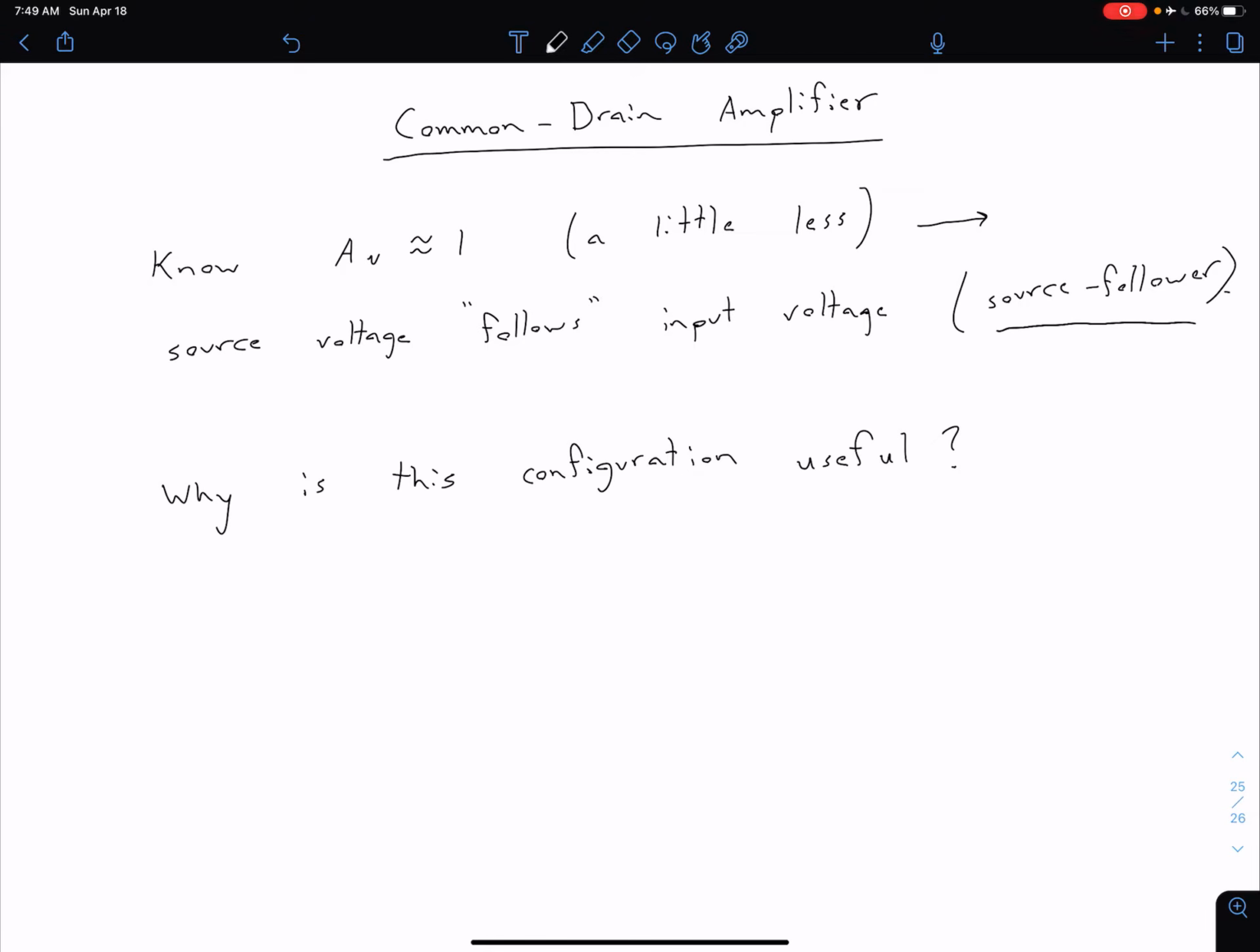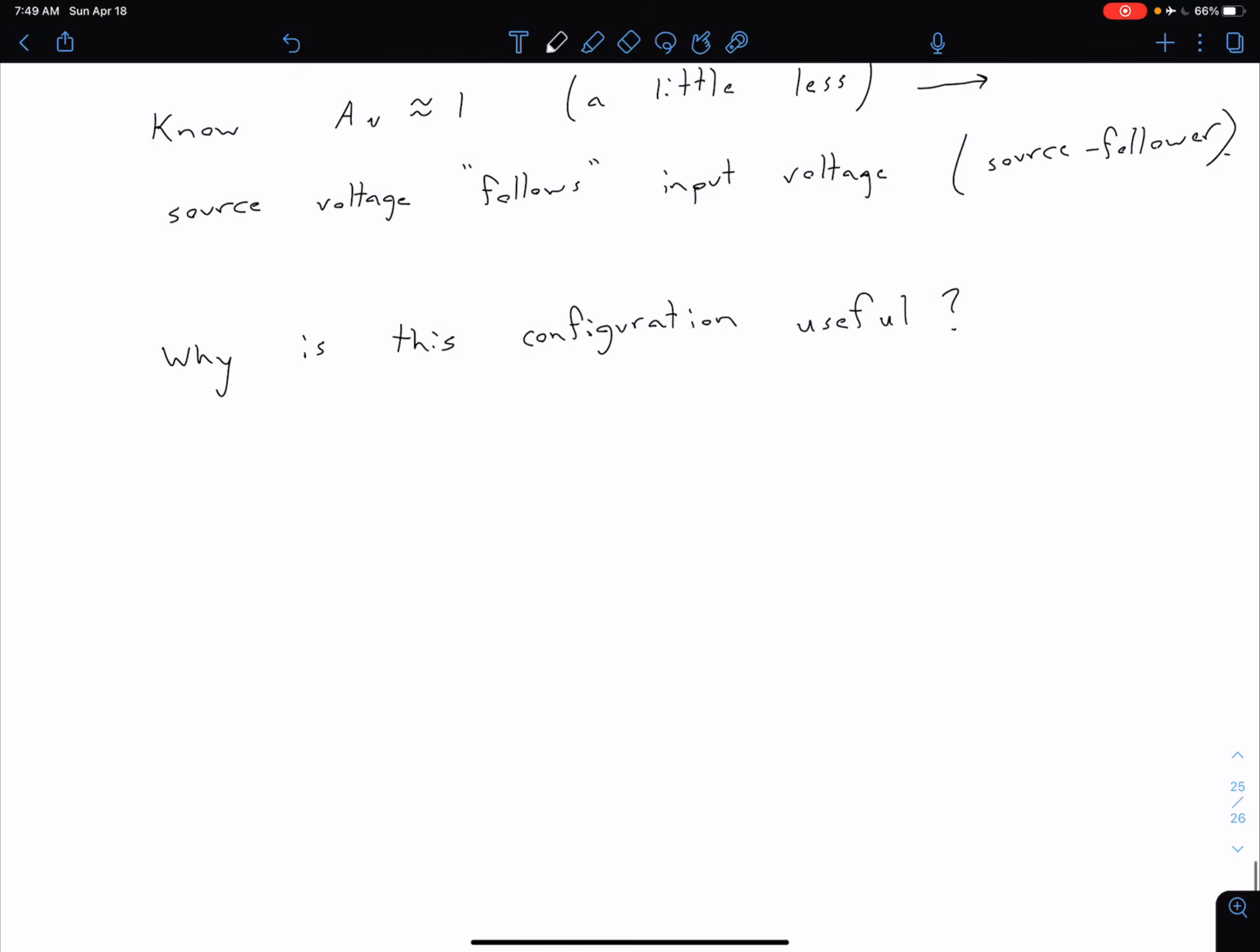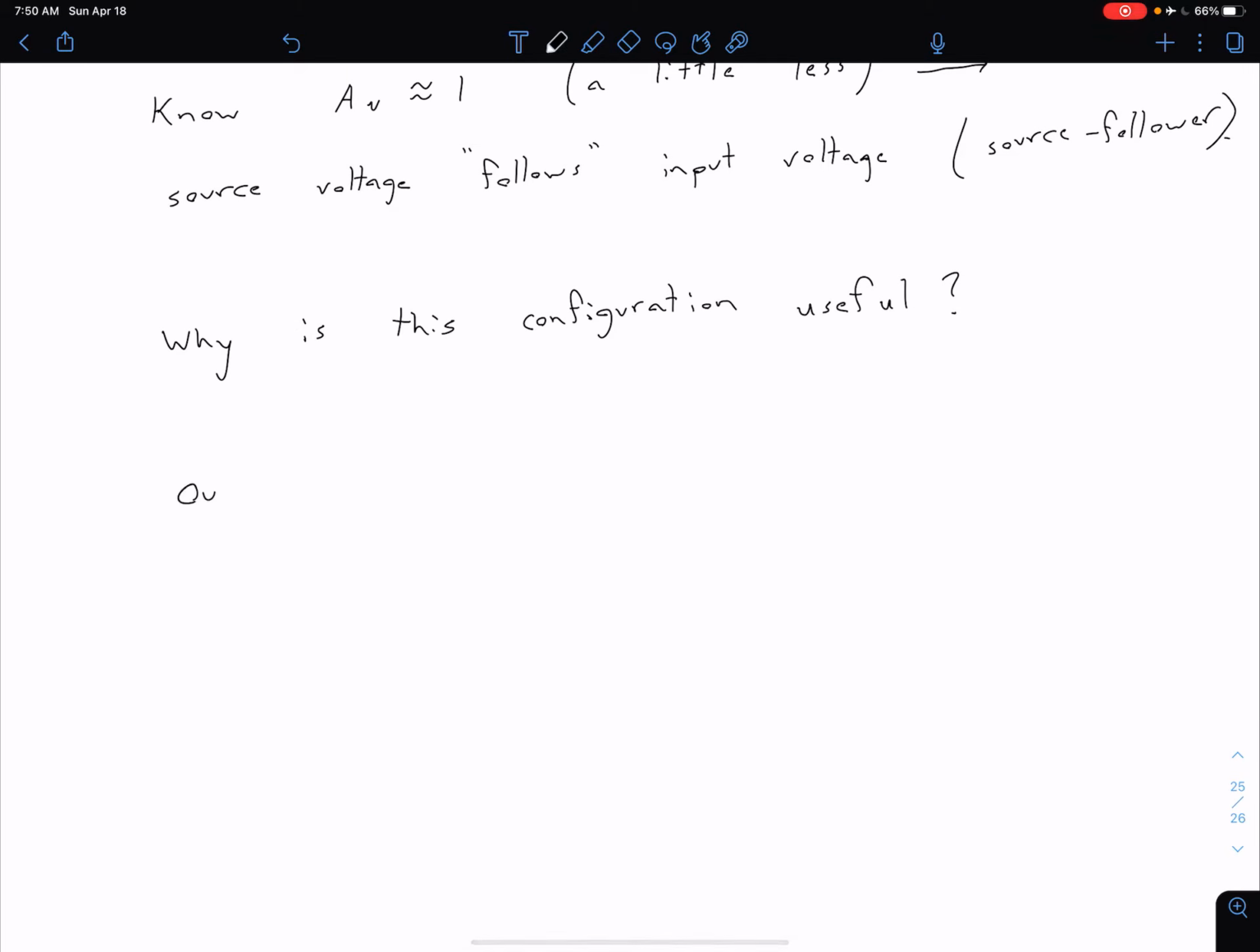But going back to the question we had at the end of our previous video, why is this configuration useful if we have a voltage gain of about 1? So how could that possibly be helpful to us? And so in order to answer that question, we're going to investigate our output resistance. In order to do that, we're going to utilize a method we've seen before, which is our test source method.